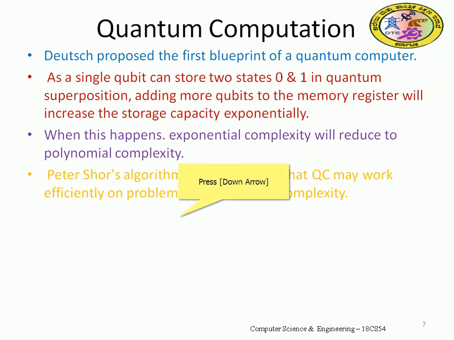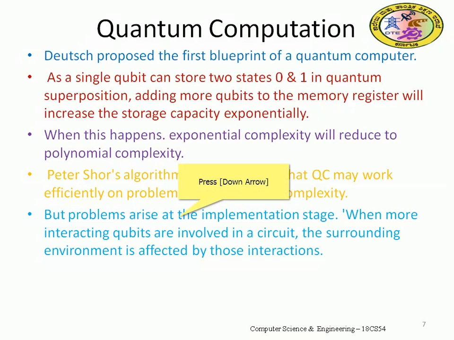Peter Shor's algorithm gave hope that quantum computation may work efficiently on problems of exponential complexity. Exponential complexity algorithms are inherently costly for most of our digital computers, right? So Shor showed that quantum computing may efficiently work on such exponential complexity problems. But problems arise at the implementation stage.